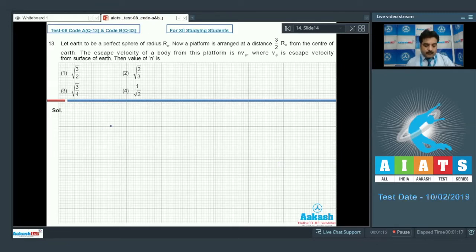In this type of question, I am going to use the law of energy conservation. First I will write the potential energy at the surface of Earth, and that will be minus G ME M upon RE. But according to the problem, we'll write 3 by 2 RE, and the second one is kinetic energy.